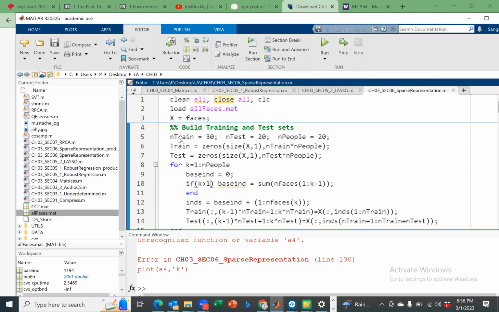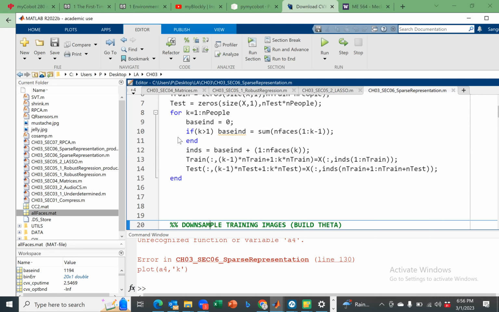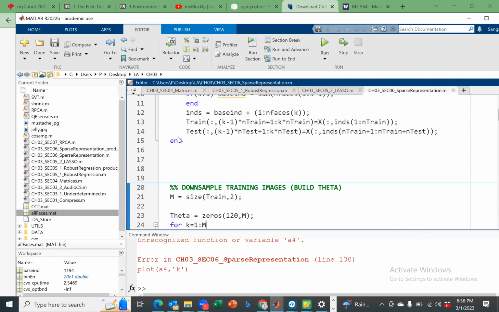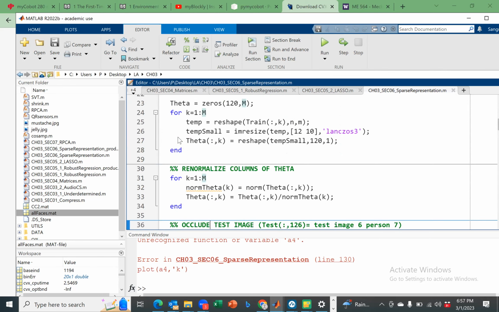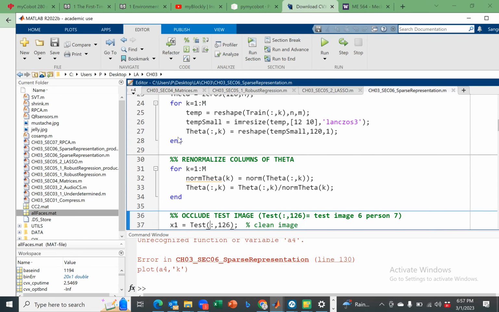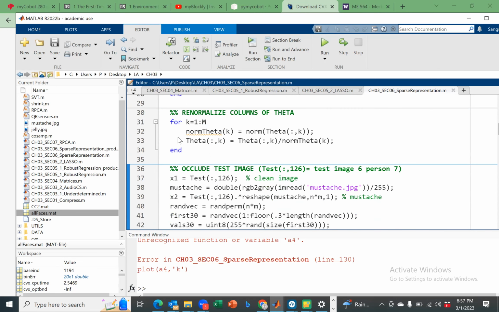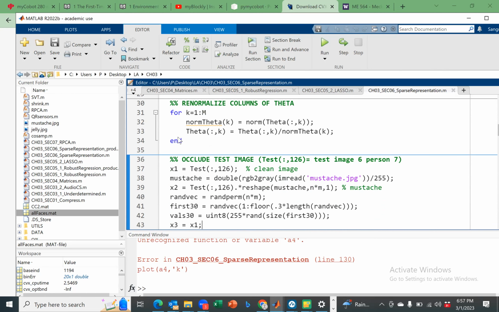Then basically we go through this for loop, we load this data, and we perform the downsampling of the training data. The purpose of the downsampling of this training data is to build this matrix theta. And then we do the renormalization. After renormalization, we take out some of those faces, some data set, and try to corrupt the data set.